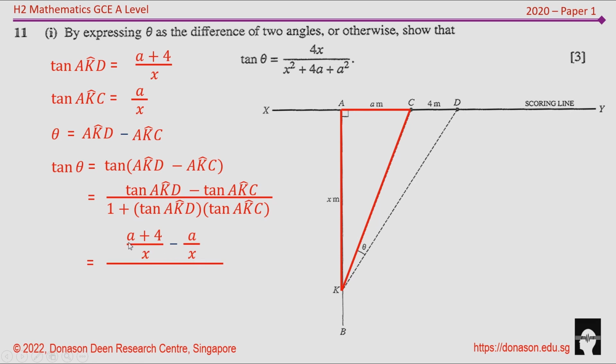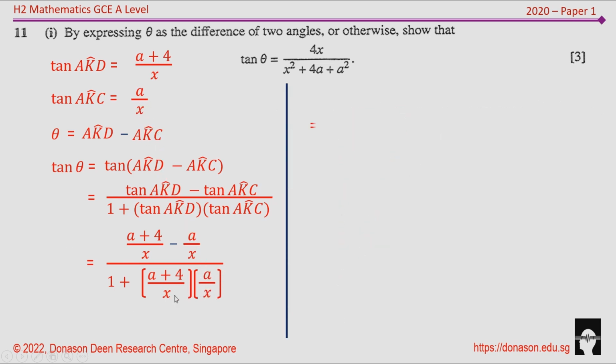So the numerator is going to be a plus 4 minus a, which is simply going to become 4 over x, as we can see in the next step. For the denominator, we have 1 plus tan A K D, which is a plus 4 over x, and tan A K C, which is a over x.